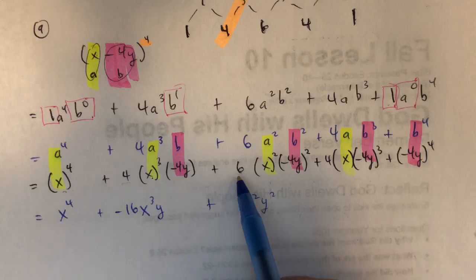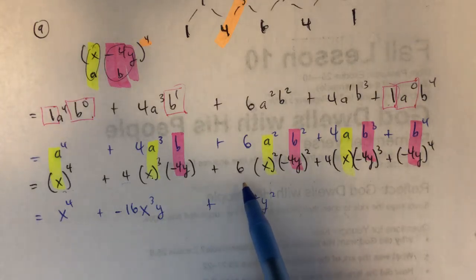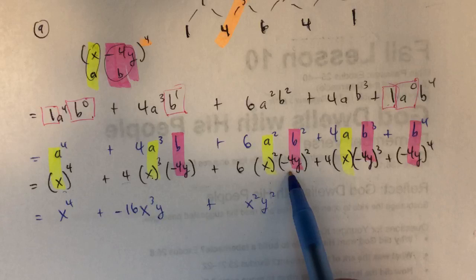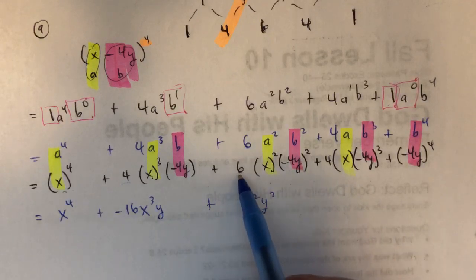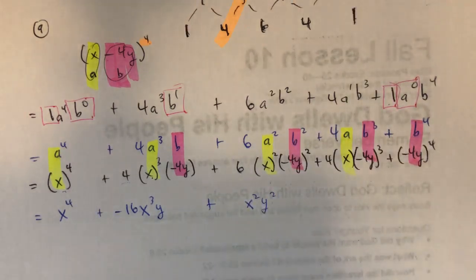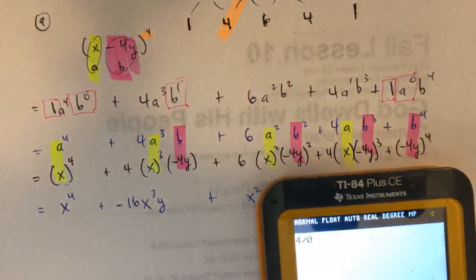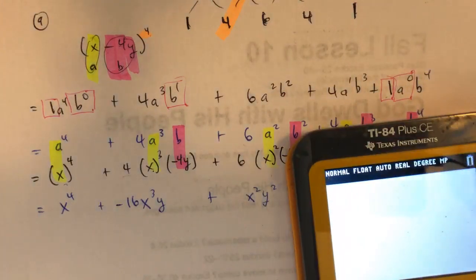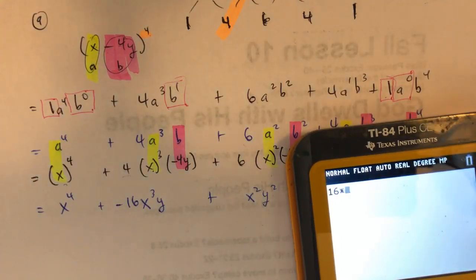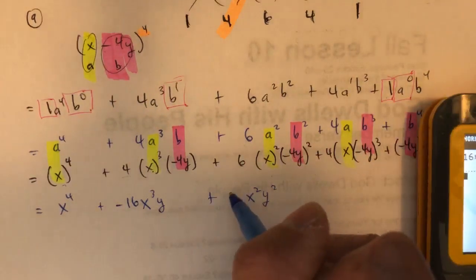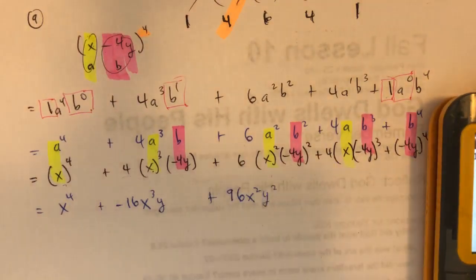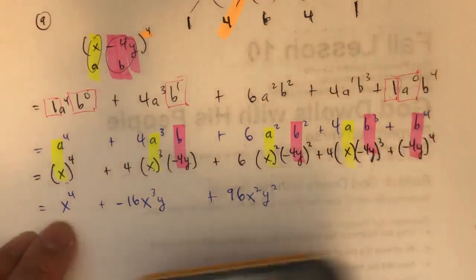Now, another mistake is 6 times negative 4. This is the order of operations, so we're going to use parentheses, exponents. So this will become 16 times 6, which I believe is 96. Let me double check. So even I am using the calculator to double check my answer. Smart idea.